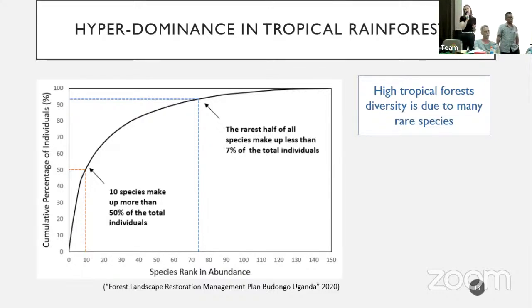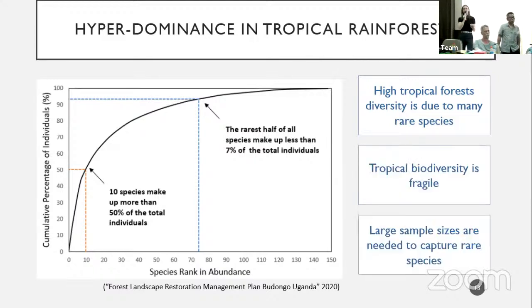So there are two important conclusions that we can get from this. First, that tropical biodiversity is very fragile and it is very impacted by rare species. And so removing these special environments where they might be a part of could basically eliminate them forever. The next thing that we can learn and take away for our forest resource monitoring is that we need large sample sizes of very different environments to capture these rare species.